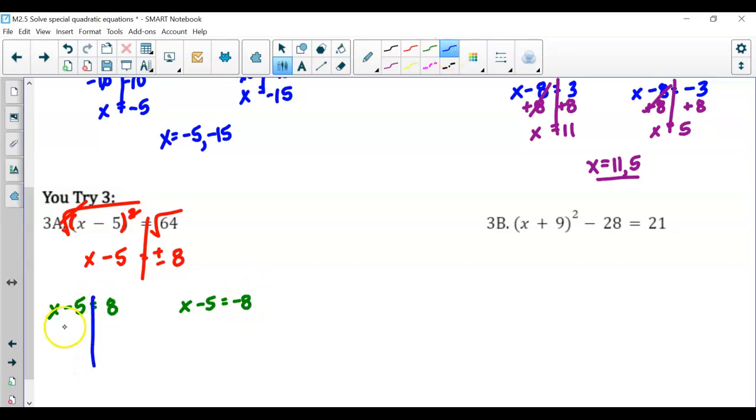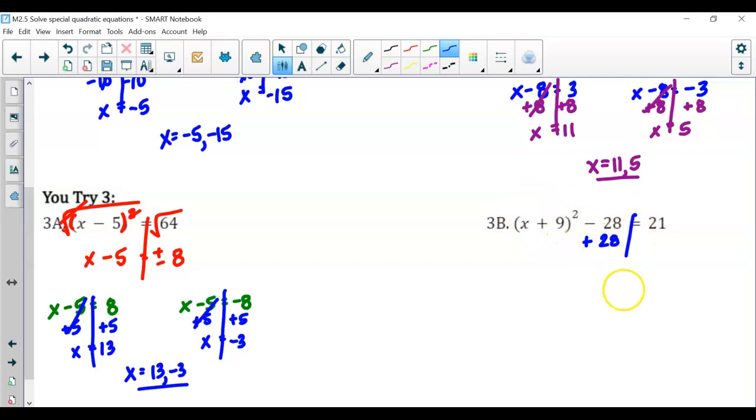So now here when you solve for x, you just needed to add 5 to both sides, getting 8 plus 5, which is 13. Then same thing here, add 5 to x, and x is equal to negative 8 plus 5, which is negative 3. So x is equal to 13 and negative 3. Now here, you had to get rid of the minus 28 because that is outside of this exponent here. So you needed to first add 28 to both sides of the equation.